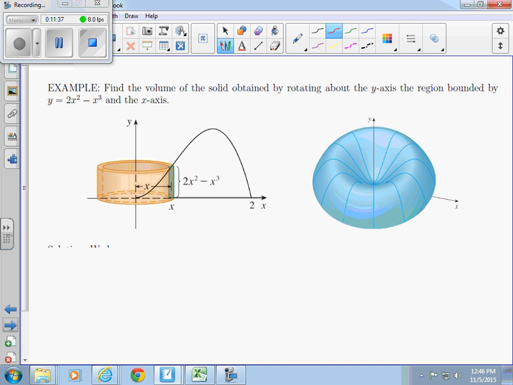Okay, so I know that I need the integral, the radius times the height. And since I'm rotating around the y-axis, it will be dx, because the little width of the shells will be changing x. Any questions so far?